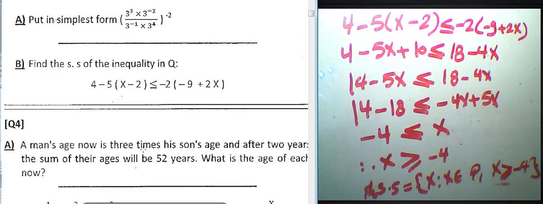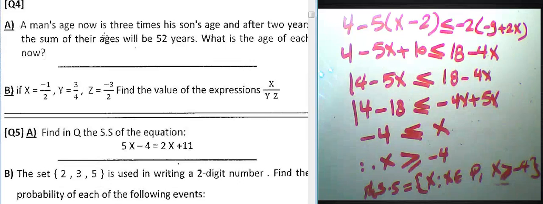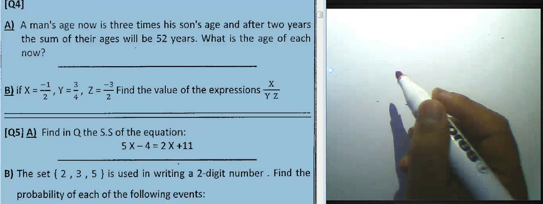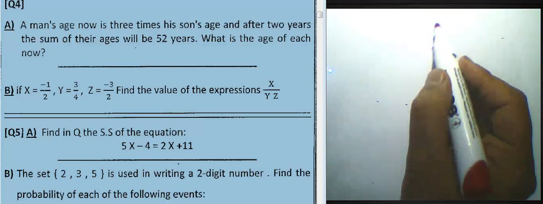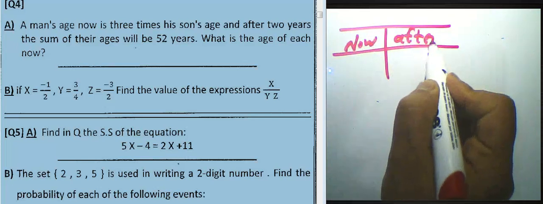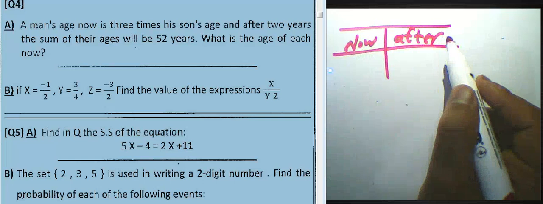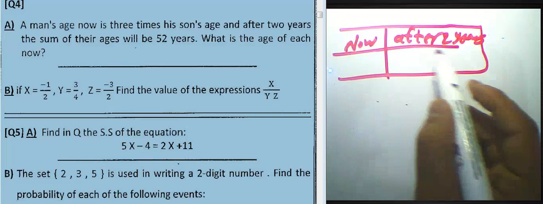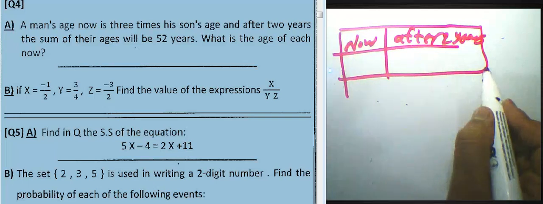Okay, question 4. A man's age now is 3 times his son's age. After 2 years, the sum of their ages will be 52 years. What is the age of each now? Look at this example, a man's age now. We can draw a table here for now and after 2 years, and we can combine it for father and son.